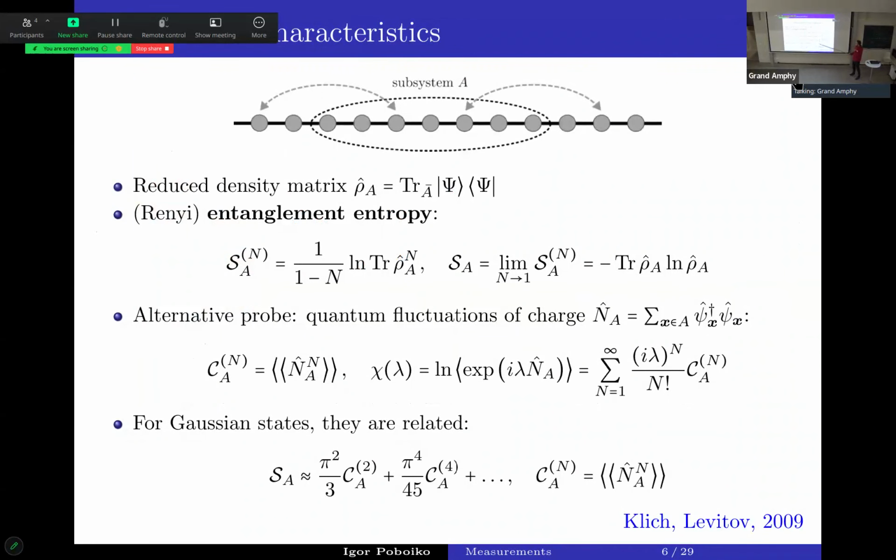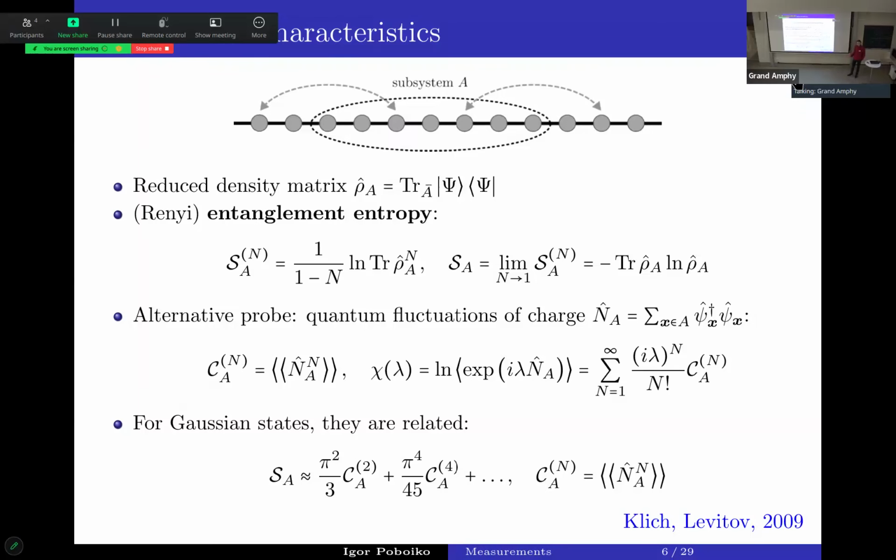Essentially, we'll argue that the two states that we have to the left and to the right have a different behavior of the entanglement entropy. These are probably all familiar formulas for most of you. Namely, you take some subsystem of your system, you trace out the rest of the system, you get the reduced density matrix, and then you calculate the Renyi entropy or the usual entanglement entropy.